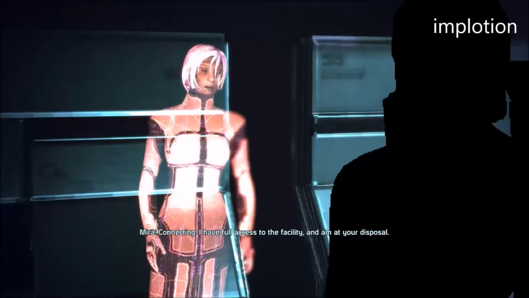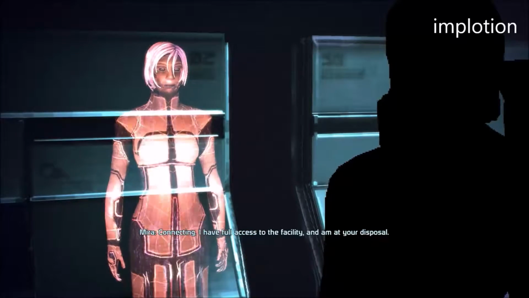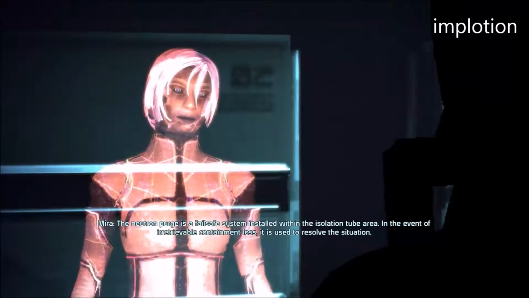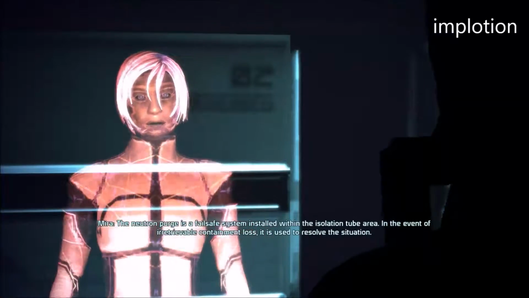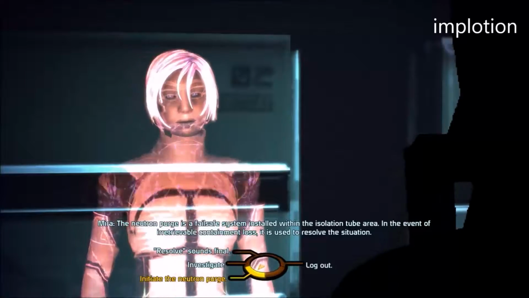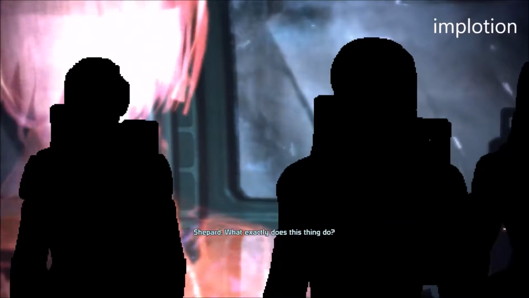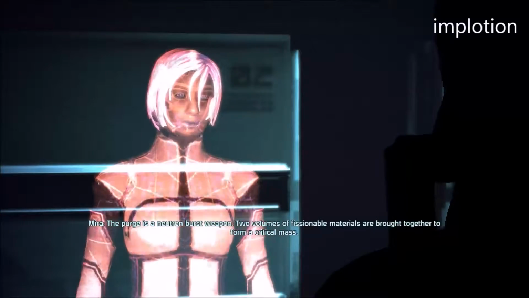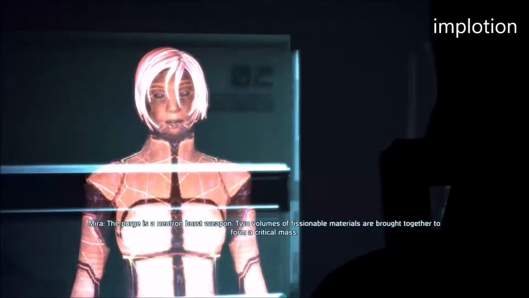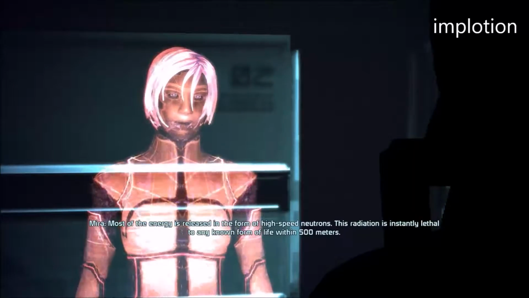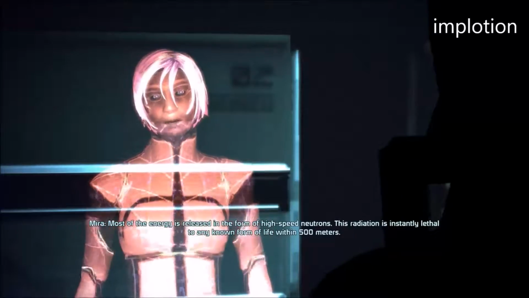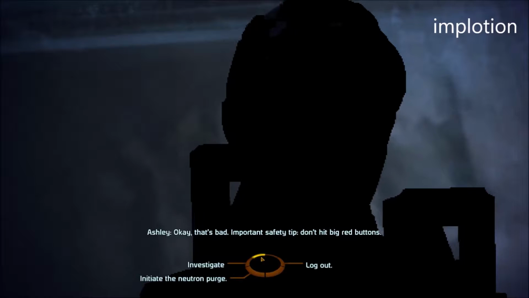Connecting. I have full access to the facility and am at your disposal. I need information on the neutron purge. The neutron purge is a fail-safe system installed within the isolation tube area. In the event of irretrievable containment loss, it is used to resolve the situation. What exactly does this thing do? The purge is a neutron burst weapon. 2 volumes of fissionable materials are brought together to form a critical mass. Most of the energy is released in the form of high-speed neutrons. This radiation is instantly lethal to any known form of life within 500 meters. Okay, that's bad. Important safety tip.